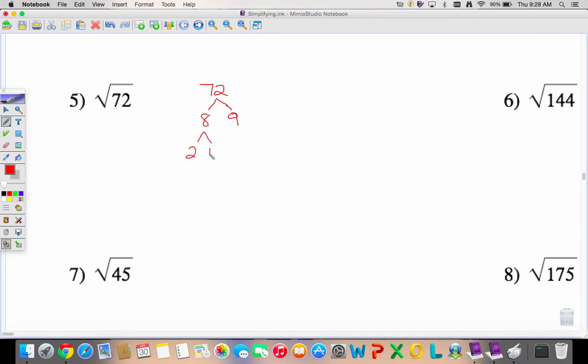Two numbers that go into 8 are 2 and 4. 2 is a prime number. 4, I can do 2 and 2. For 9, I can do 3 and 3. 2s and 3s are prime numbers, so I'm going to stop, circle my prime numbers. 2, 2, 2, 3, and 3.